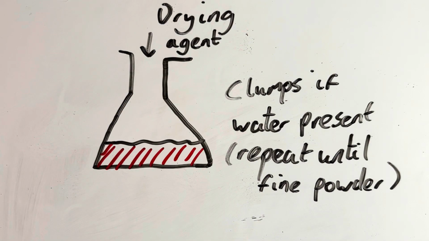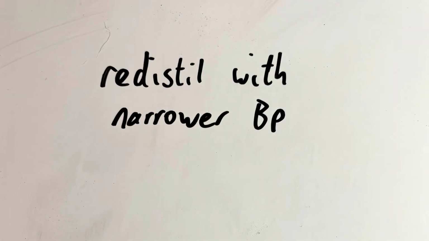Now, if water's present, the drying agent will clump in the middle of the flask, in which case you add more drying agent until it disperses and it's just a fine powder in the bottom of the flask. And then you can redistill it with a narrower boiling point, to separate them.